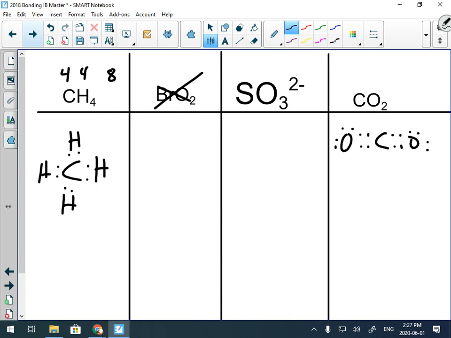Now, I think there's another problem with that one. So let's do SO3 2 negative. Sulfur's in group 6, and oxygen's also in group 6, so there's 3 of them, that's 18. And 2 negative means it's got 2 more electrons than normal. I've got 26 electrons. Now, what goes in the middle? Well, they both have the same bonding capacity, so let's put the atom that is in the least amount in the middle.